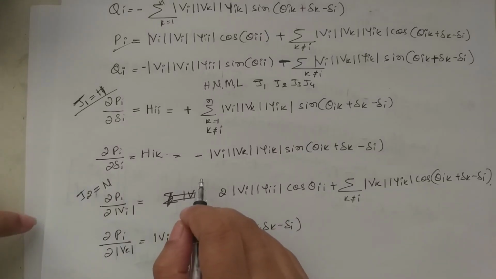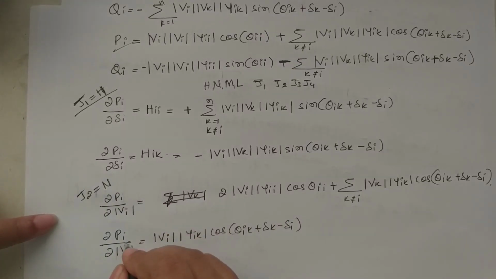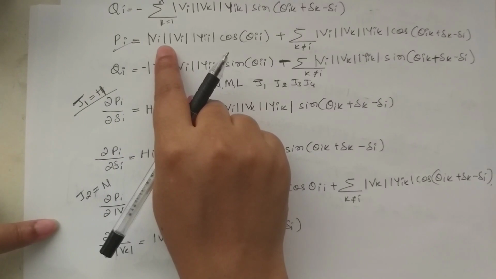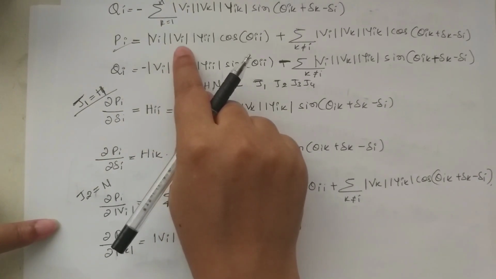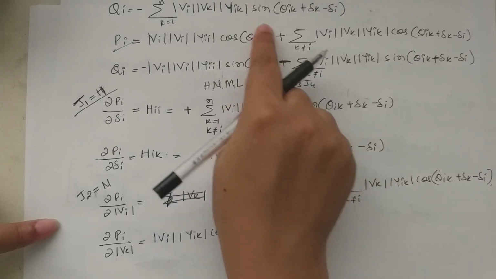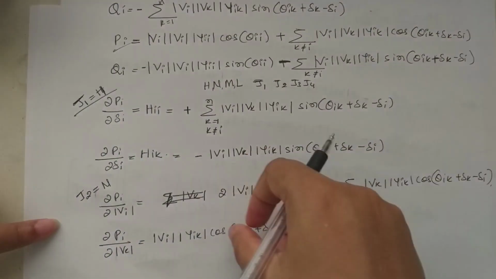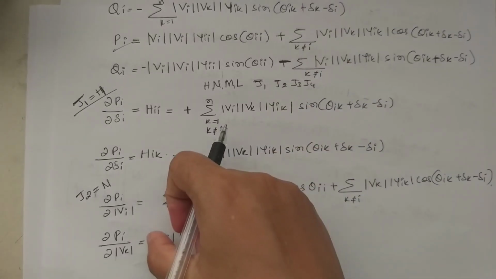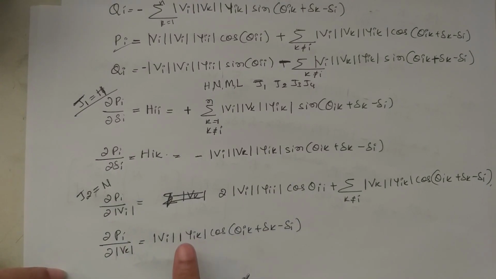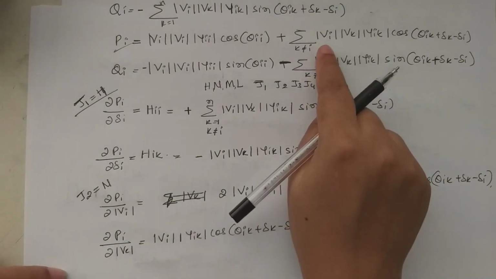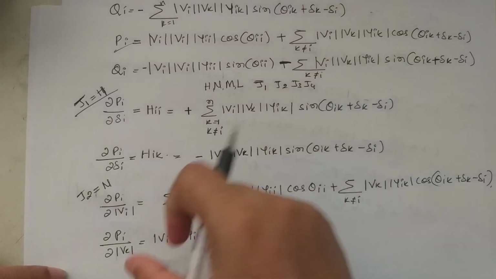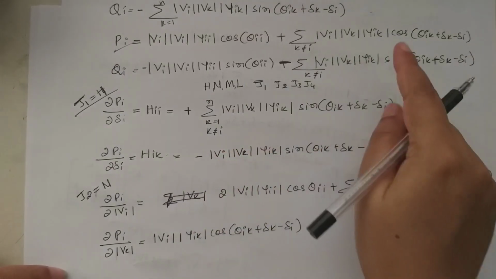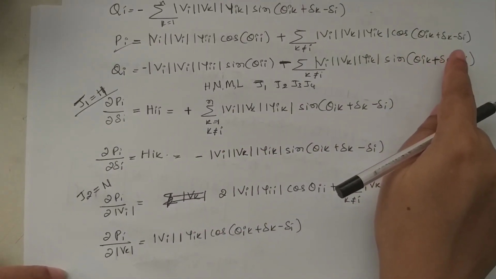And the off diagonal element of J2 is the partial differentiation of Pi with respect to Vk. Just look at this formula: here it has no Vk term in the first term, so its differentiation is 0. For the second one, inside the summation, this is an off diagonal element, so we are not supposed to consider summation. The differentiation of Vk with respect to Vk is 1, and the remaining are constants, so we write as it is: Vi Yik cos(theta_ik + delta_k - delta_i).